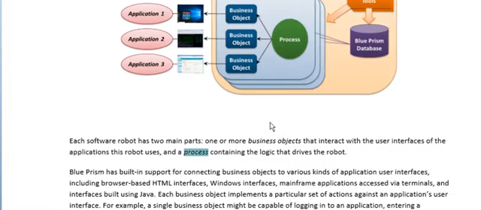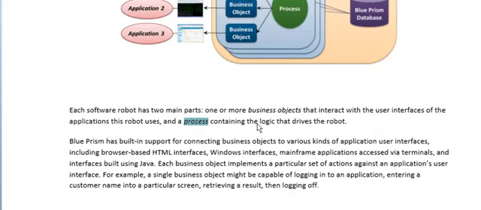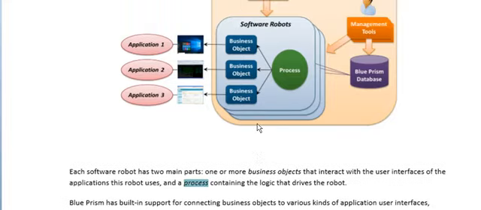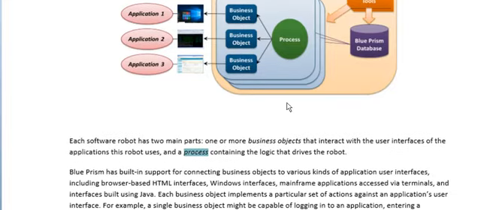Here, Blue Prism has built-in support for connecting business objects to various kinds of application user interfaces, including browser-based HTML interfaces, Windows, or else mainframe terminal emulators, and interfaces which have been built using Java.